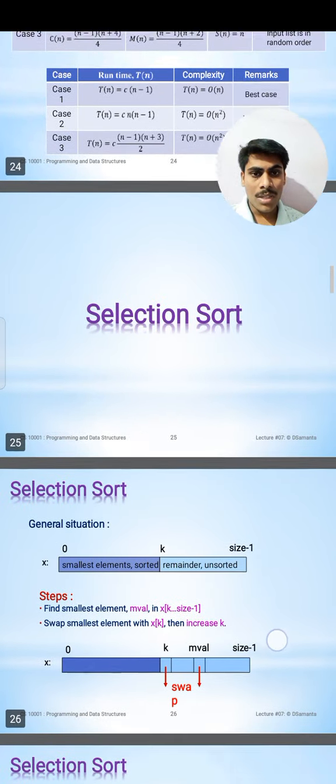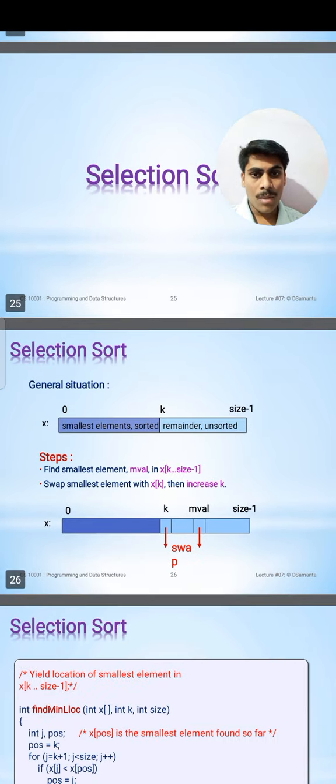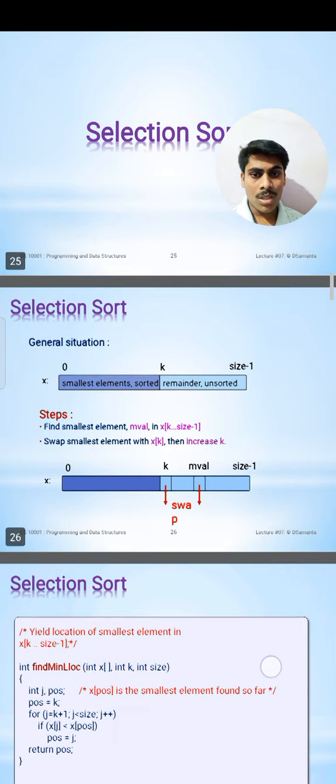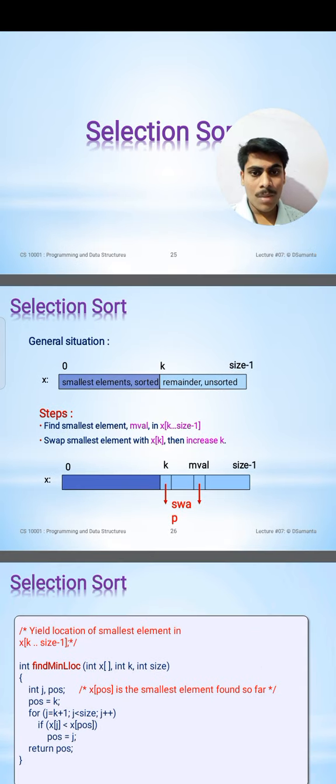Next, selection sort. In the general situation, the smallest elements are sorted up to k and the remainder is unsorted. Steps: find the smallest element among x[k] to x[size-1], swap the smallest element with x[k], then increase k.